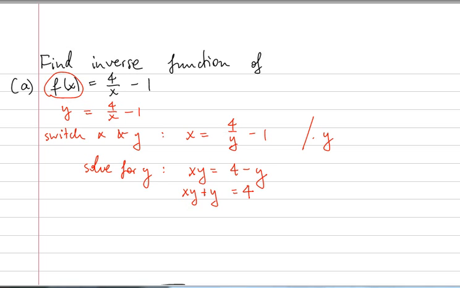And then this is a linear equation, so we'll collect all the coefficients of y. So we have x plus 1 times y equals 4, and then we'll divide by this coefficient to get 4 over x plus 1. And that's the inverse function.